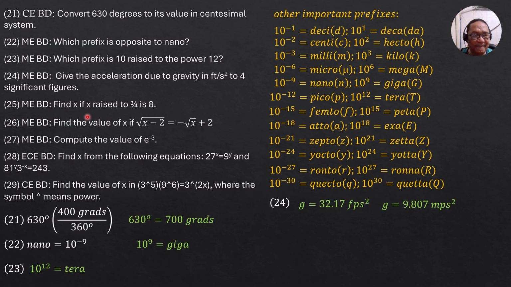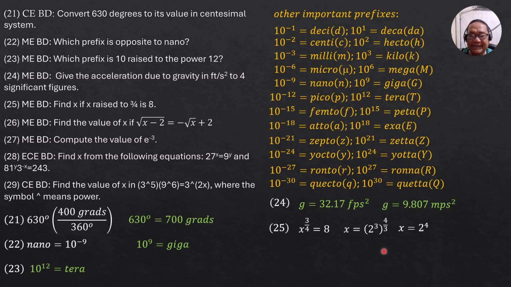Then 25, ME board. Find x if x raised to 3/4 is 8. So we begin with x to the 3/4 equals 8, and 8 is 2 cubed. And we raise everything to the reciprocal of 3/4, which is 4/3. Then 8, which is 2 cubed, should also be raised to 4/3. And 2 cubed raised to 4/3, of course, x to the 3/4 then raised to 4/3 is x to the 1, or simply x. And this is 2 to the 4th. 2 to the 4th is 16. Therefore, x is 16.